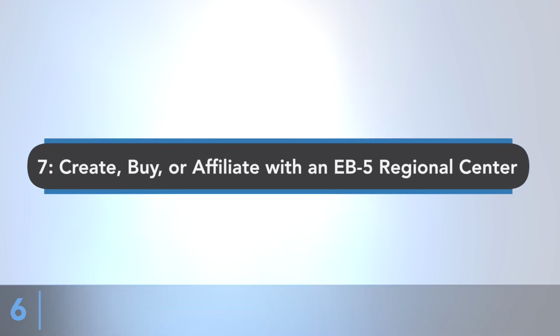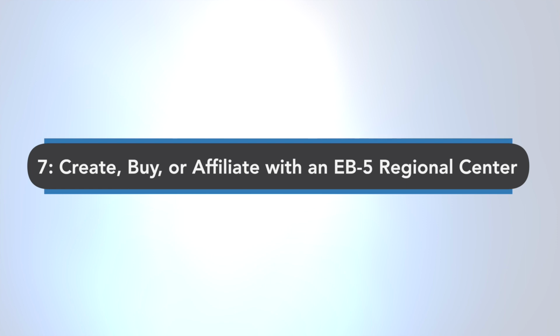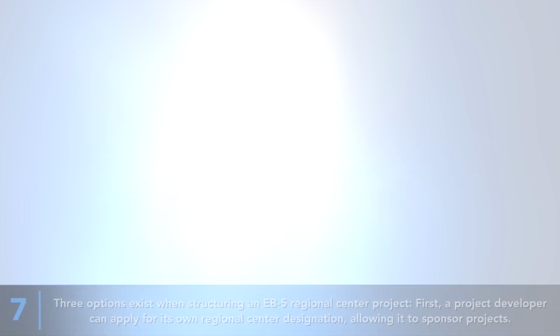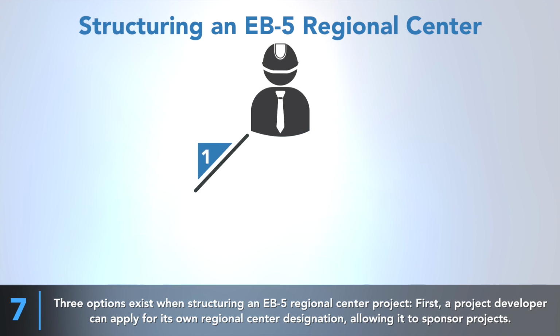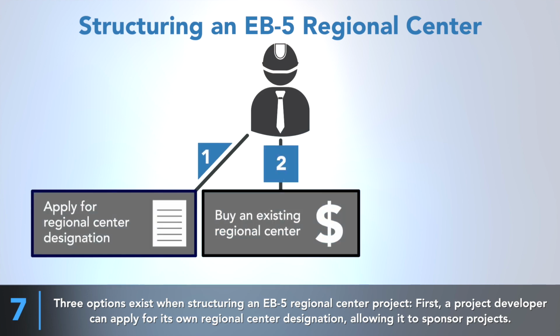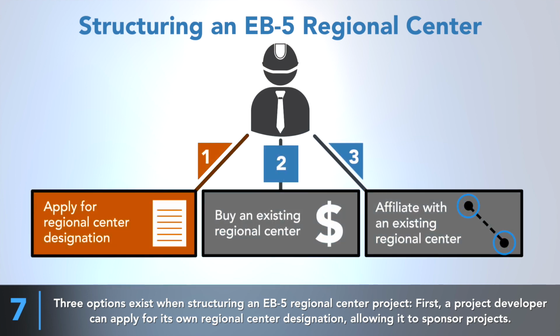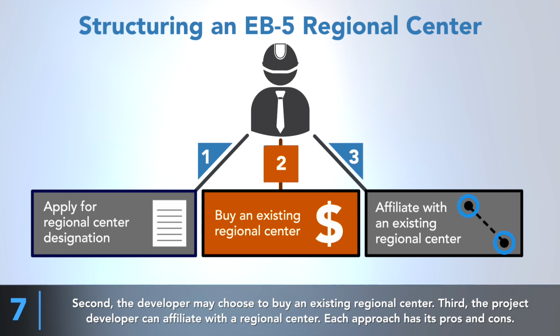7. Create, buy, or affiliate with an EB-5 regional center. 3 options exist when structuring an EB-5 regional center project. First, a project developer can apply for its own regional center designation, allowing it to sponsor projects. Second, the developer may choose to buy an existing regional center. Third, the project developer can affiliate with a regional center. Each approach has its pros and cons.